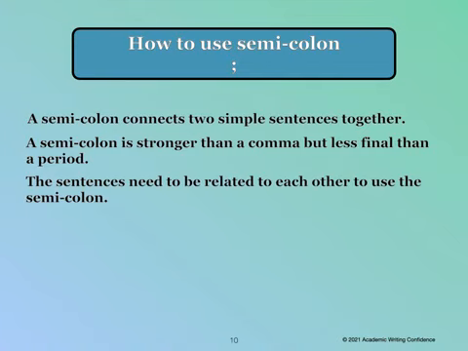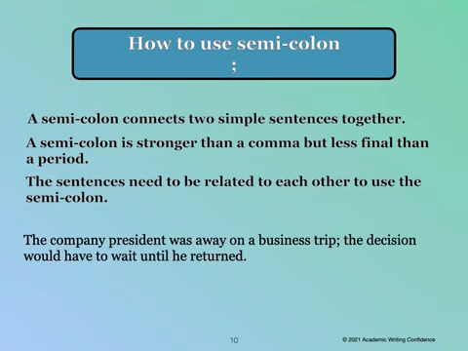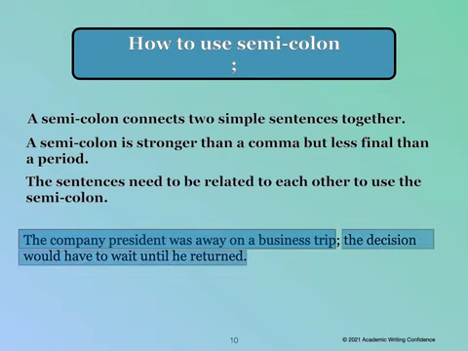Let's look at this example. The company president was away on a business trip; the decision would have to wait until he returned. Now, you can see the two sentences that are in this compound sentence that is connected by a semicolon. This is the correct way to connect two related simple sentences.